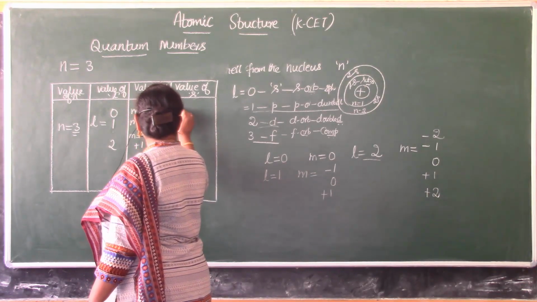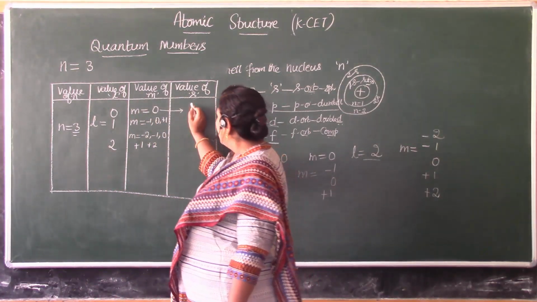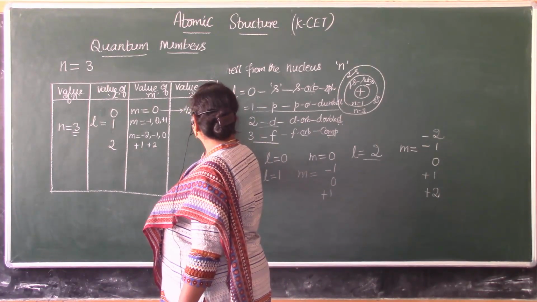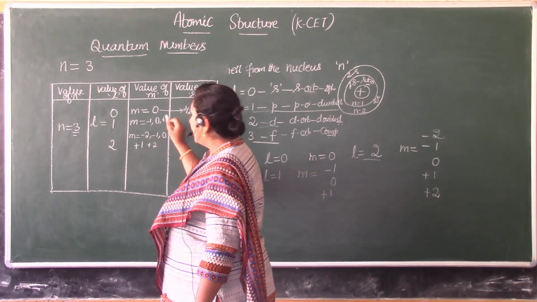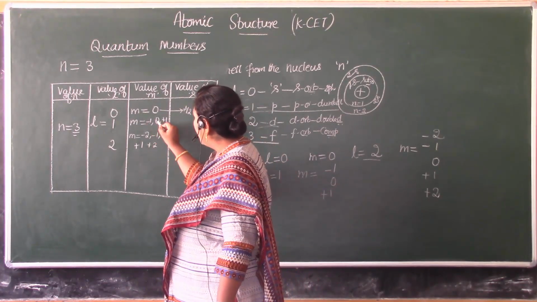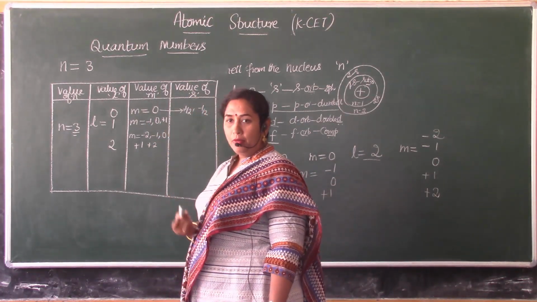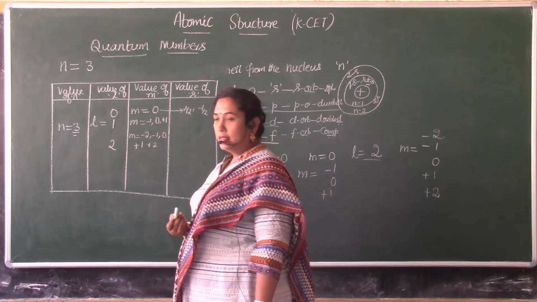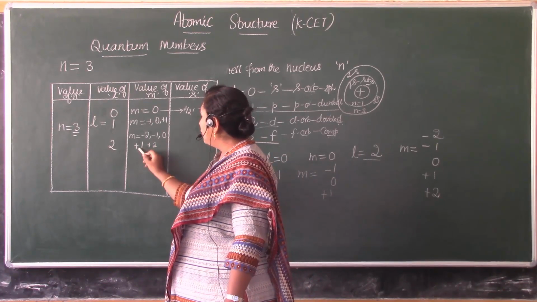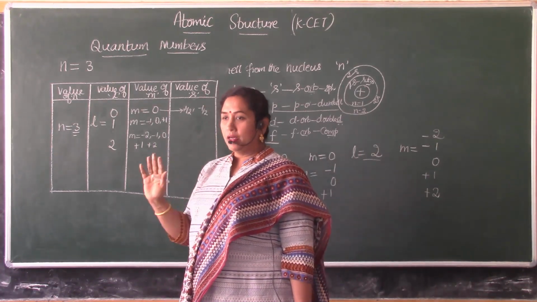For each value of M, there will be 2 values of S. What are those 2 values? You know this, +1/2 and -1/2. For each value there will be +1/2 and -1/2. For this +1/2, -1/2, for this +1/2, -1/2, for this +1/2, -1/2. So how many then? 6 values we are going to write for that. Then here 1, 2, 3, 4, 5, so 10. Each half is indicating an electron.